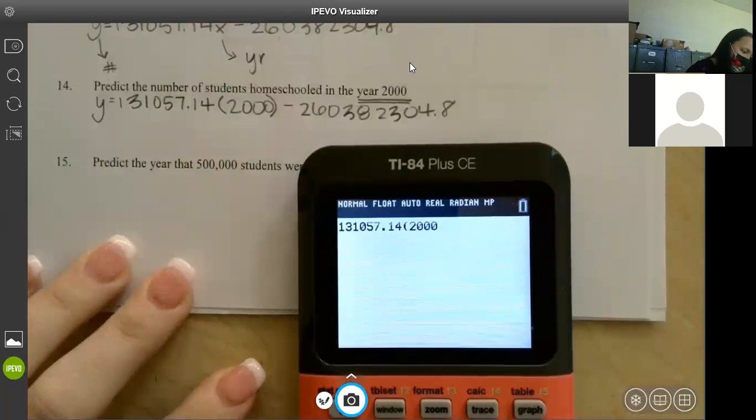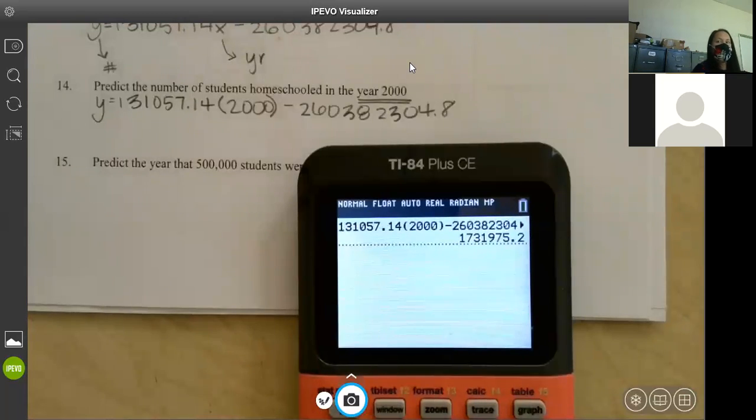131,057.14 times 2000 minus 260382304.8. Gosh, that's ridiculous. No, they better not be. I had to check it. It's on. You could probably see it. They cannot see it yet. It's on the image.